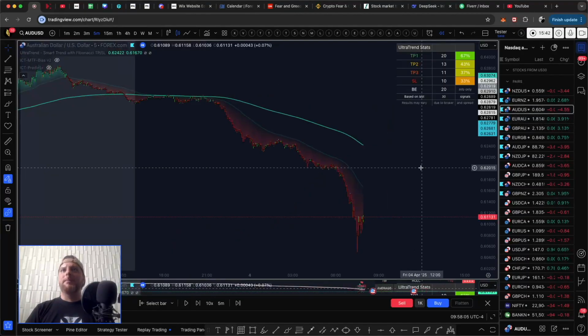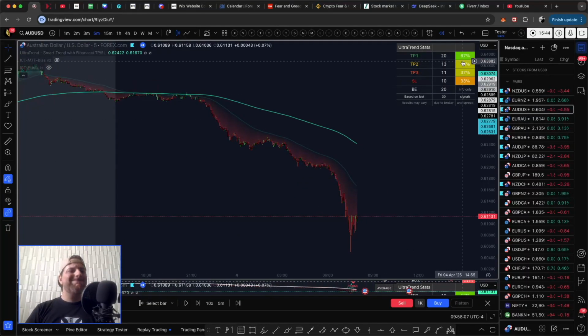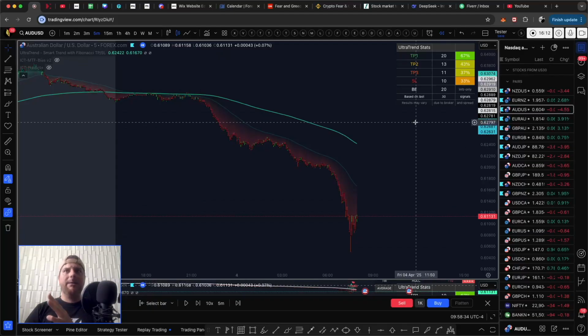AUDUSD, 67%. I'm in a beautiful downtrend, but 67%, you see, it's below 70. So my rule is I don't want to pay attention to any pair that is below 70. I want a very good winning rate for that particular day. For the past 30 trades, I need to see above 70%. If it's below 70%, it's not a good rate for me. I don't want to watch or waste my time with that one.